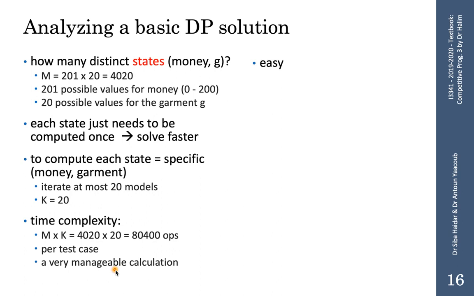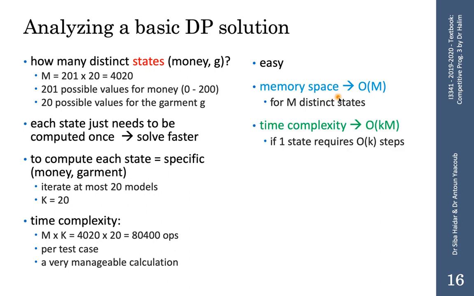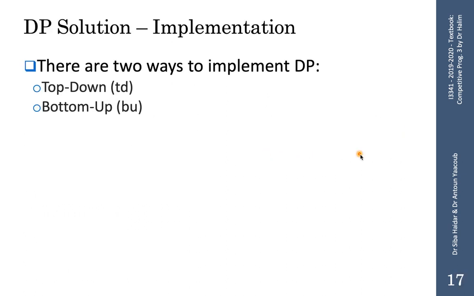So the formulation is easy, and now you know that in a DP solution, the memory space is the number of states. You have to find the states, and you have to formulate how many states you have. So the memory space you need is of the order of m, and the time complexity is of the order of k, which is the complexity for each state, times the number of states. So k times m, if one state requires order of k steps.